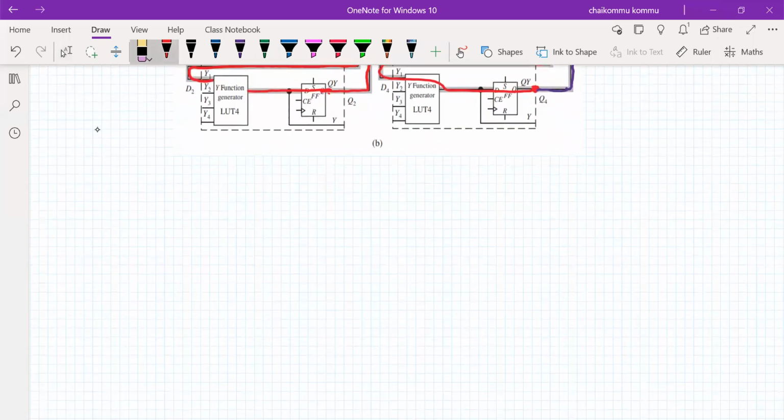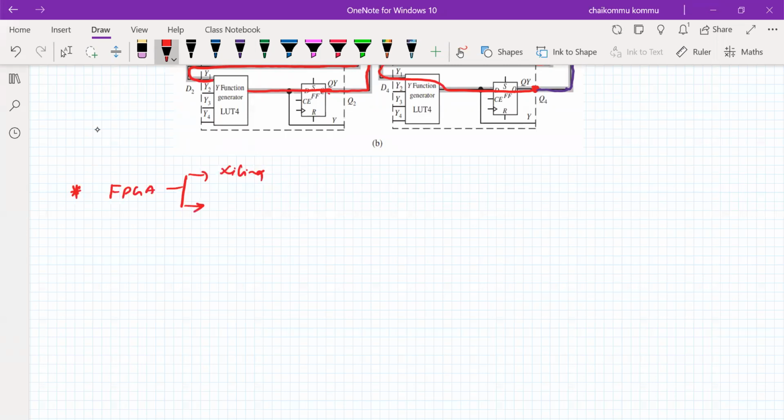As I mentioned earlier, there are different types of FPGAs, because so many FPGA vendors are there. For example, FPGAs are manufactured by Xilinx.